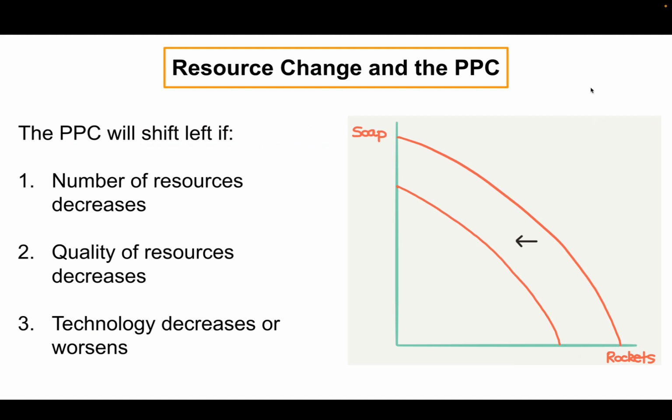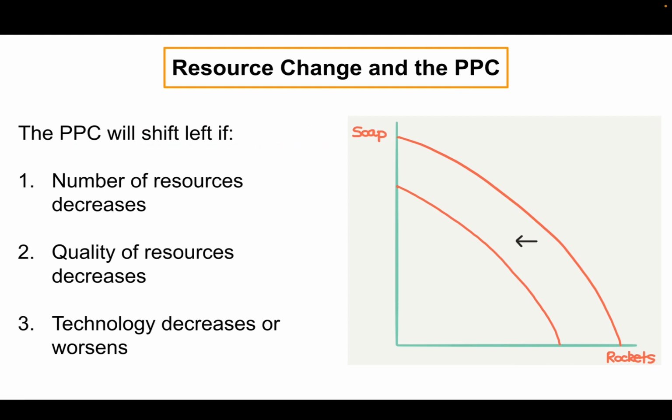So what causes that? Well, there's three reasons the production possibilities curve would shift to the left. If we have less resources, we can't make as much stuff. If our resources are not as good, we cannot make as much stuff. If we don't have the right technology to make the stuff, we cannot make as much. So that's the idea of a decreasing PPC or a PPC that is shifting to the left.